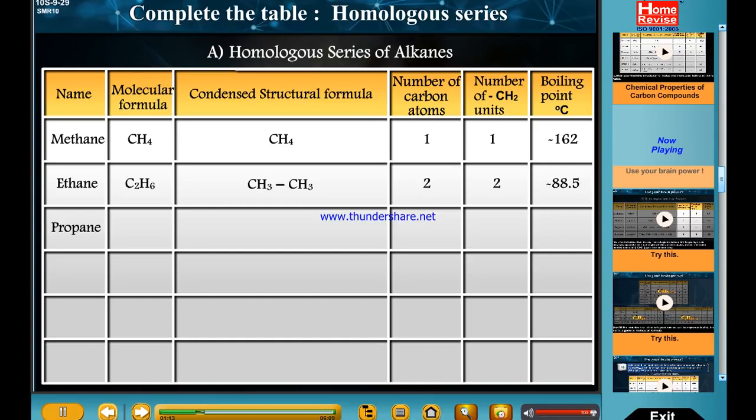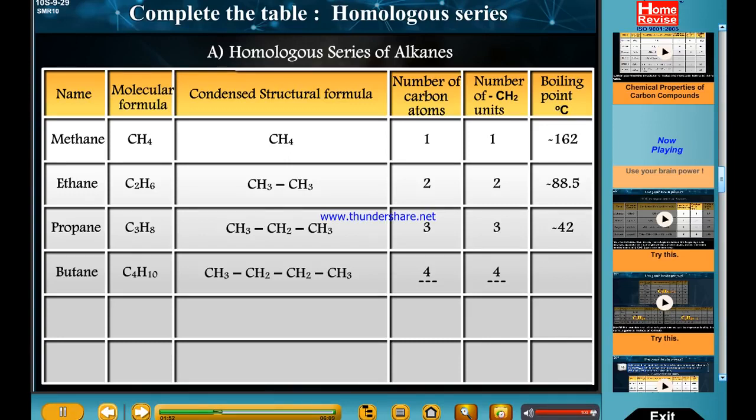Propane, molecular formula C3H8, condensed structural formula CH3CH2CH3, number of carbon atoms 3, number of CH2 units also 3, boiling point minus 42 degrees Celsius. Butane, molecular formula C4H10, condensed structural formula CH3CH2CH2CH3, number of carbon atoms 4, number of CH2 units 4, boiling point 0 degrees Celsius.